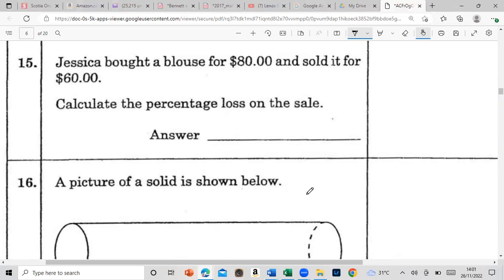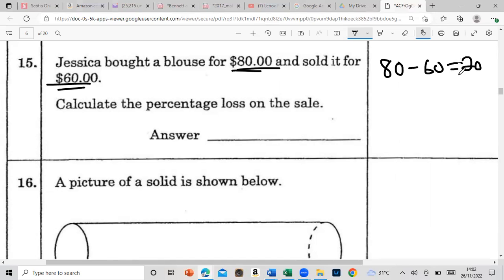Alright, so Jessica bought a blouse for $80 and sold it for $60. Calculate the percentage loss on the sale. Alright. You buy it for 80 and sell it for 60. So let's just check the amount of cash where she lost. So it's 80 minus 60. So basically she lost $20. Right?